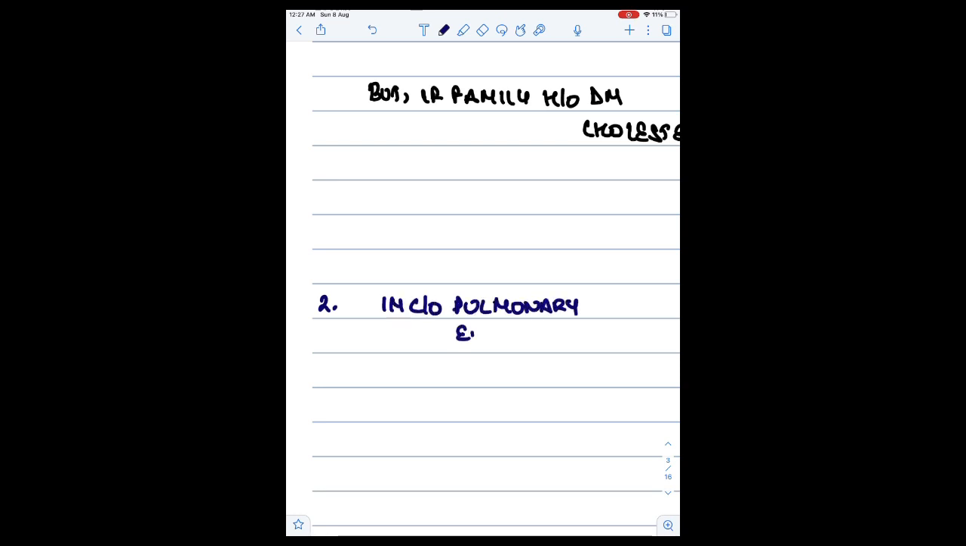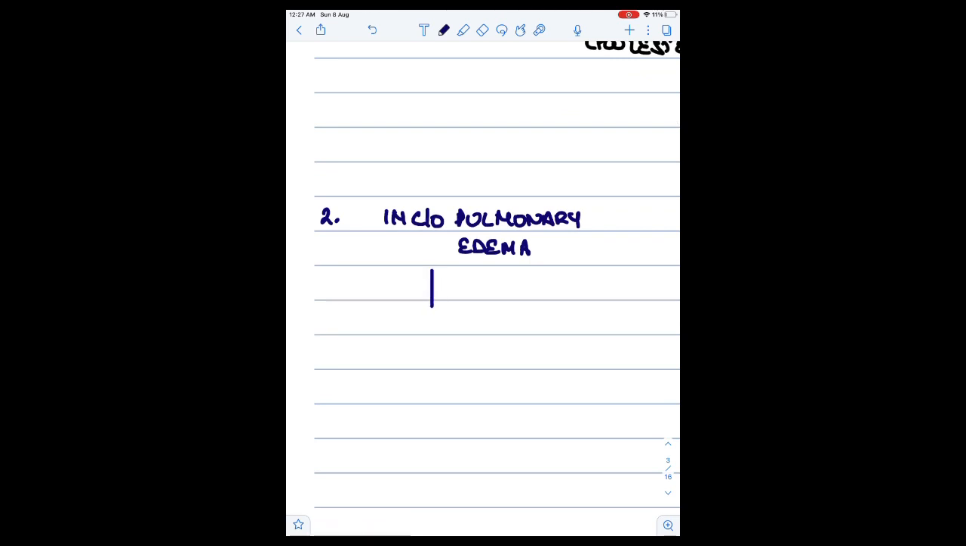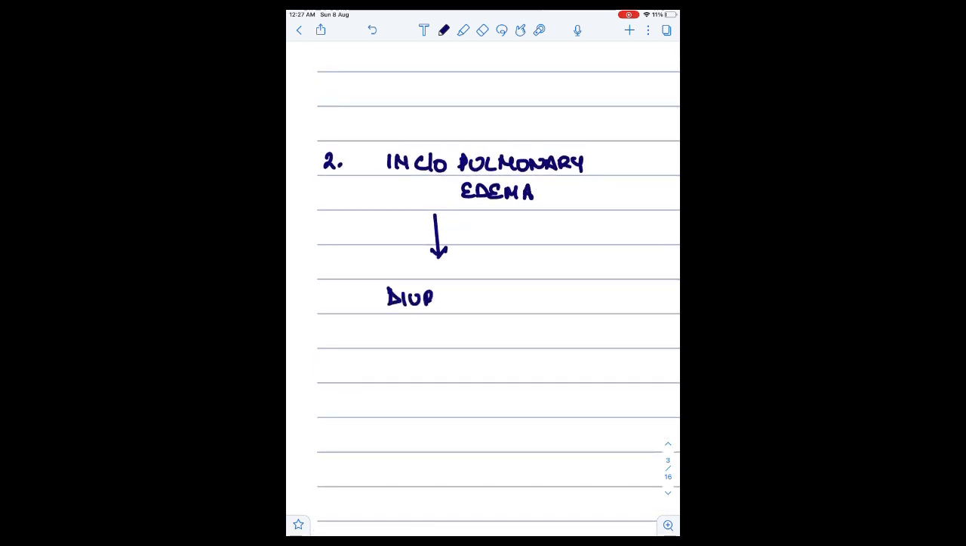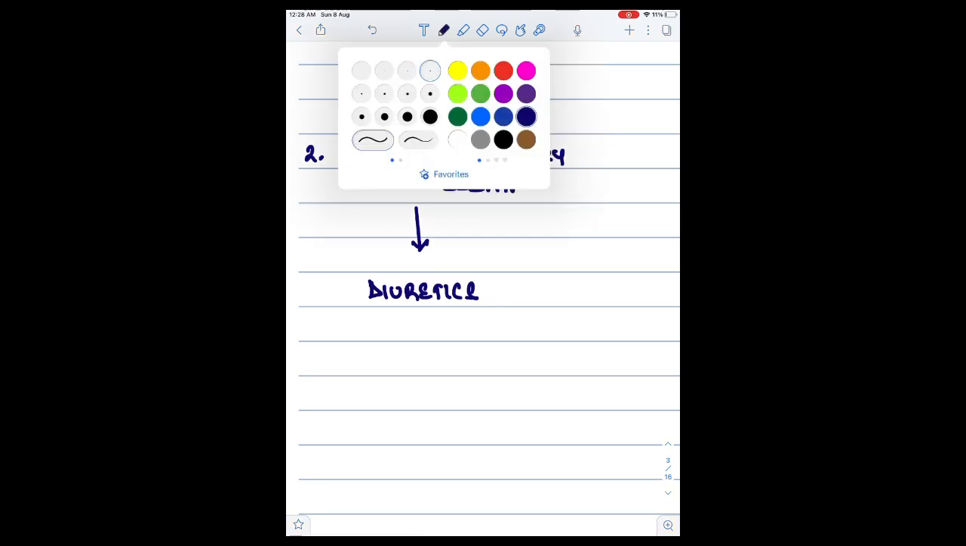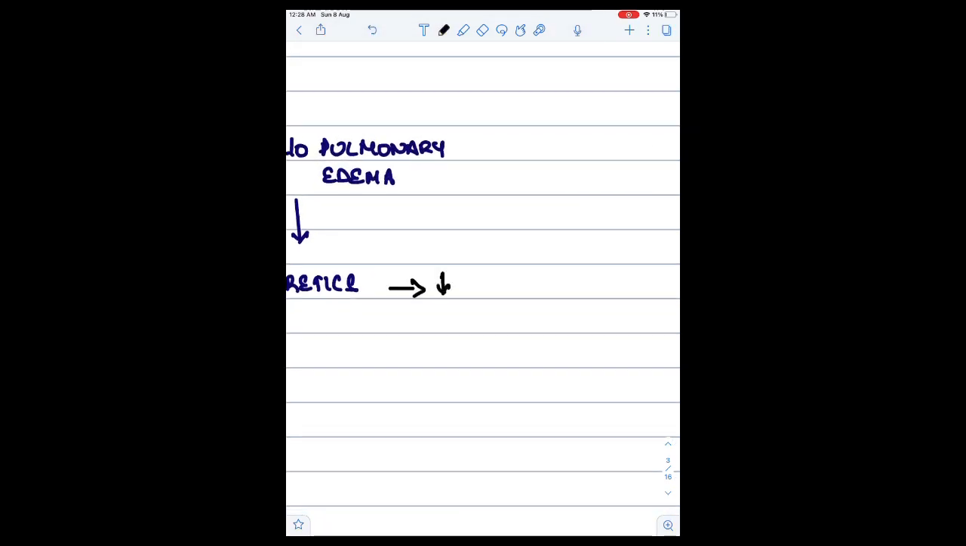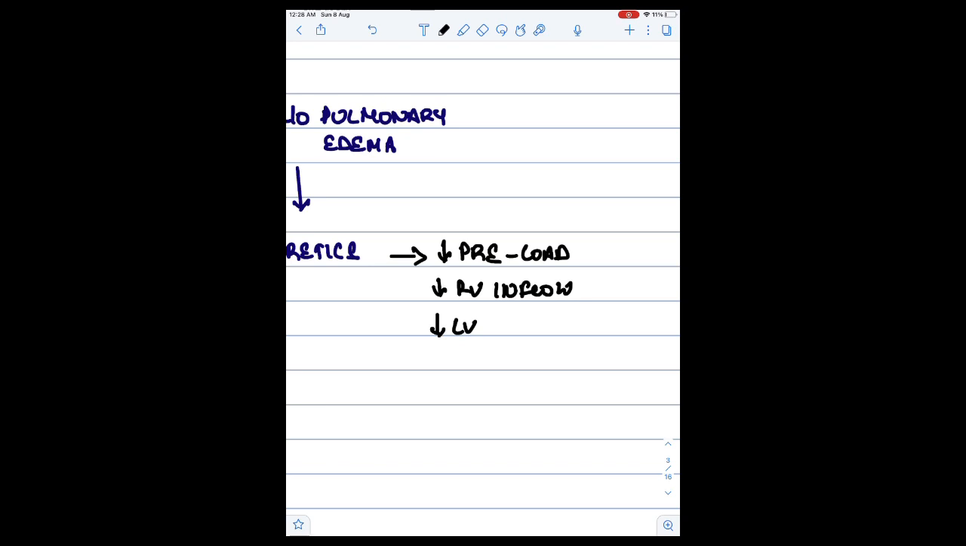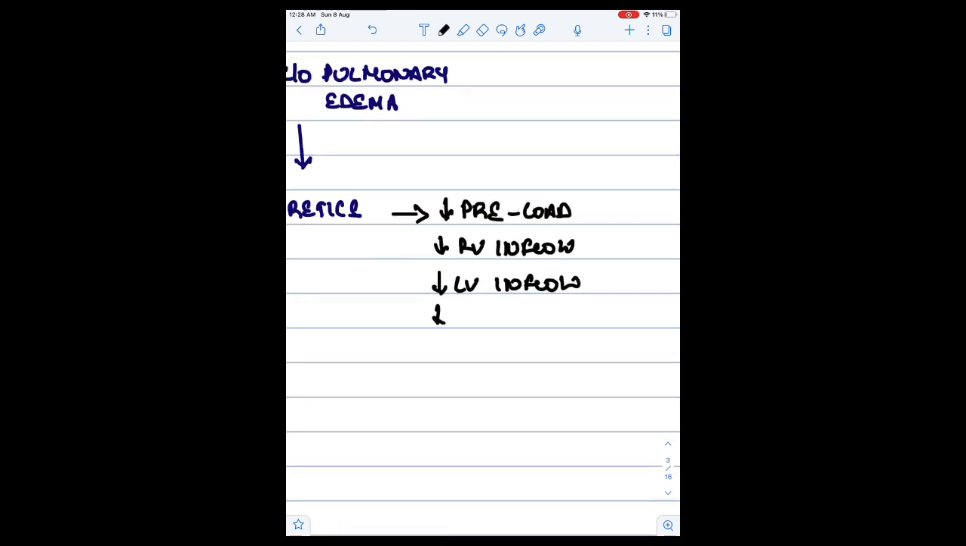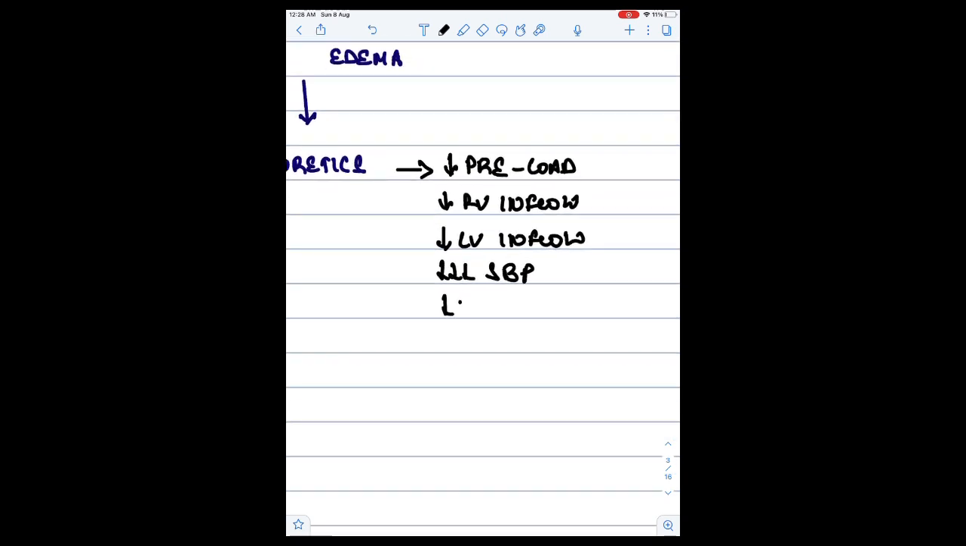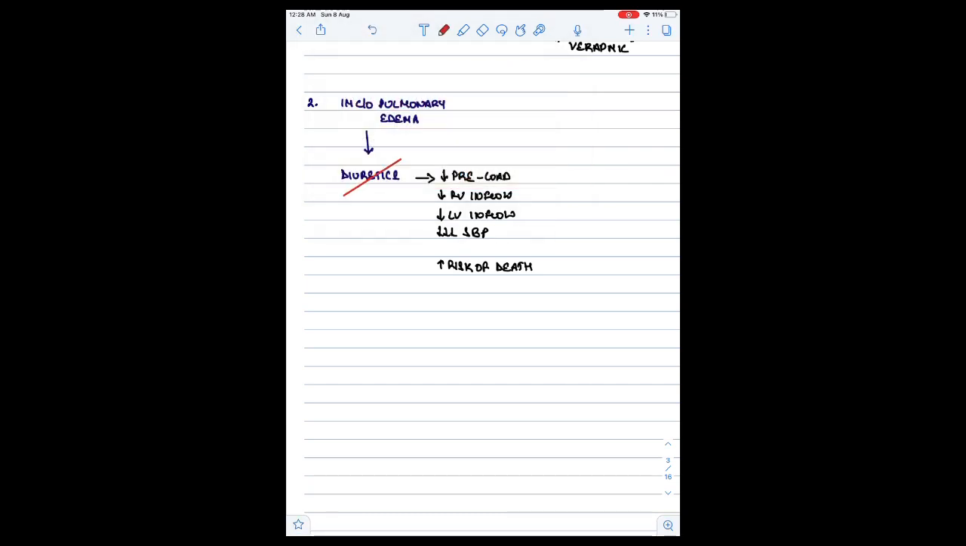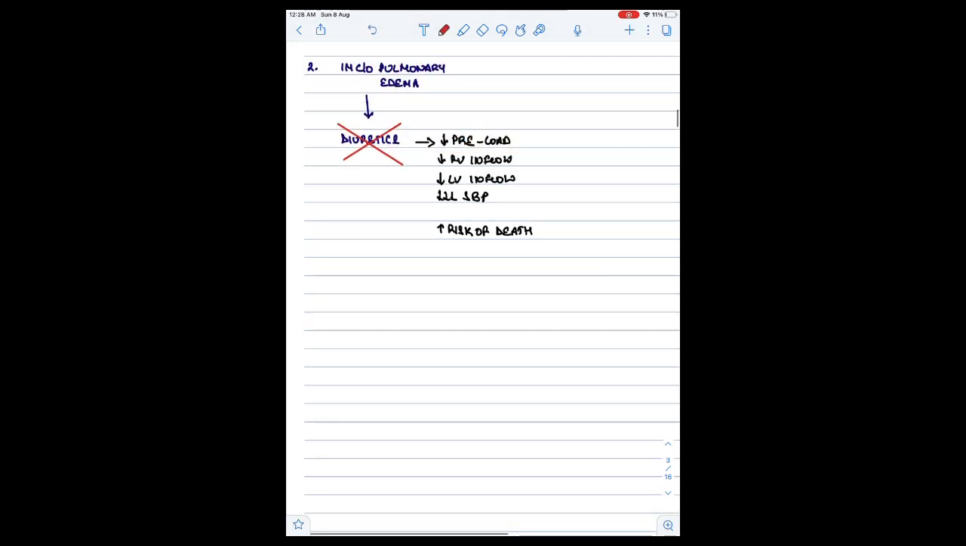Now, because of pulmonary edema, normally what we do in pulmonary edema, we prescribe a diuretic, Lasix, to remove the fluid. Normally in cases of pulmonary edema we prescribe Lasix to decrease the preload. But Lasix will decrease the preload, decrease the right ventricular inflow, decrease the left ventricular inflow, which will further decrease the systolic blood pressure, and there is increased risk of death. So we can say diuretics are contraindicated. Hence, diuretics are contraindicated.